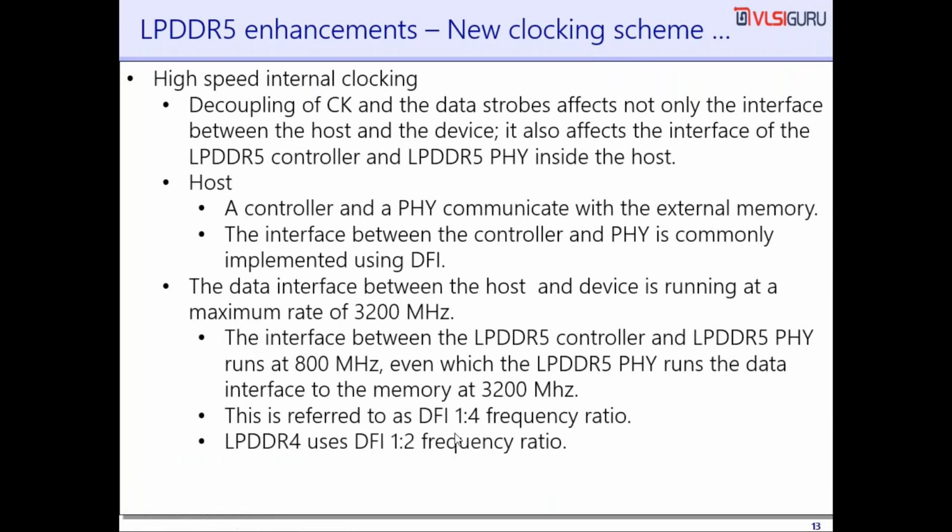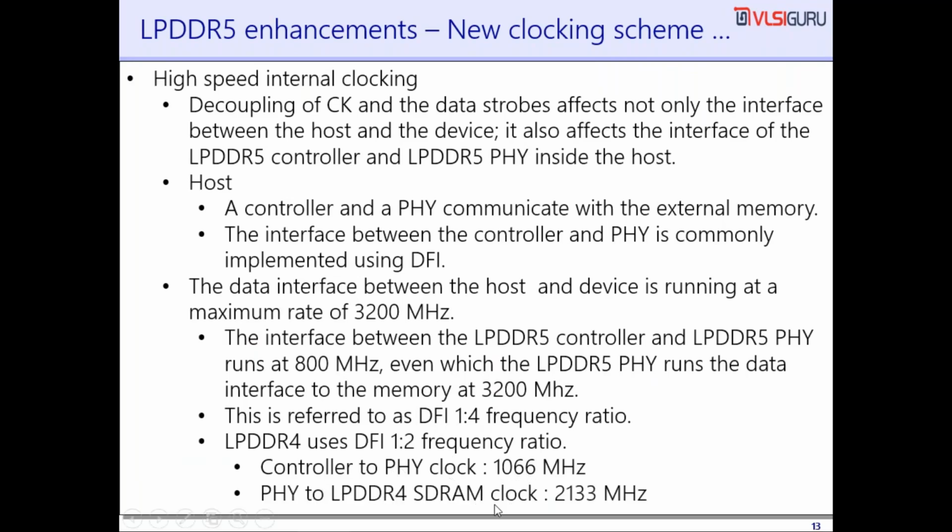This is just to give you an overview of what is majorly changed. This is what is going to impact a lot of the features of LPDDR5. So LPDDR4 uses DFI 1:2 frequency ratio. The controller to PHY clock will be running at 1066 megahertz, and the PHY to LPDDR4 SDRAM running at 2133 megahertz. That is 1:2 ratio.